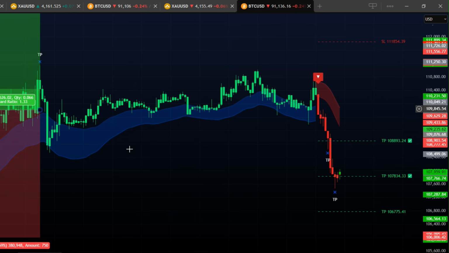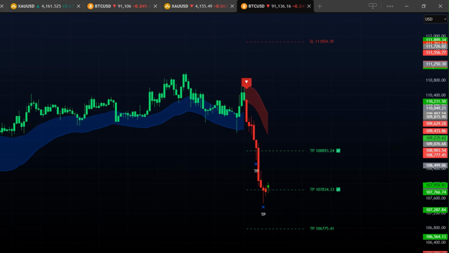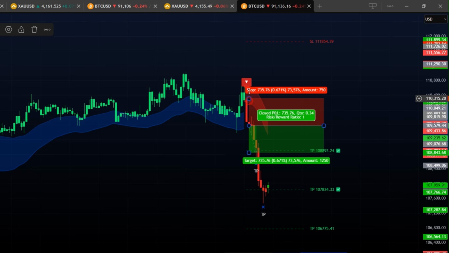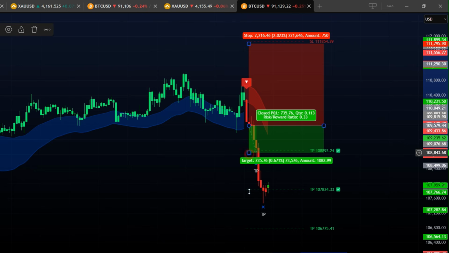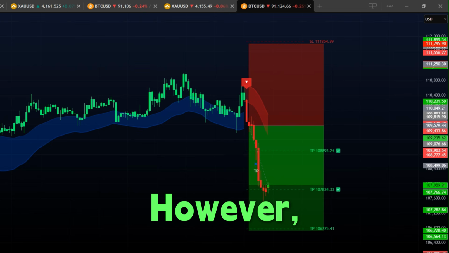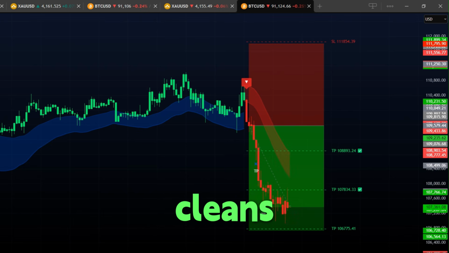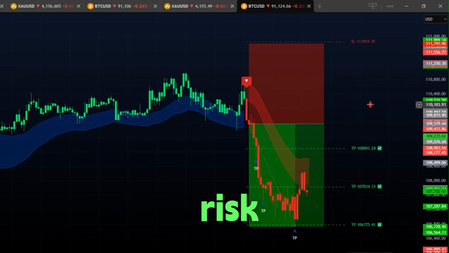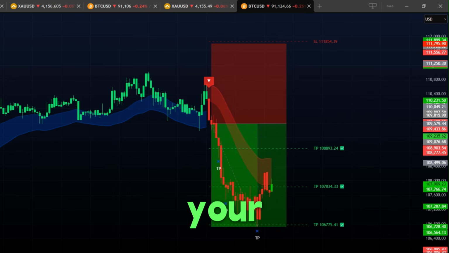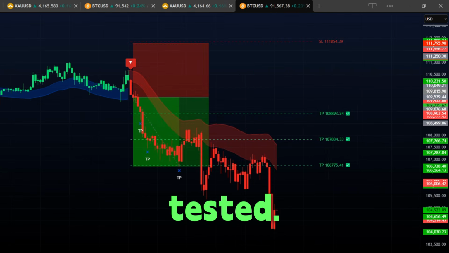So, is the SFX Algo worth the price tag? If you are looking for a magic button that prints money while you sleep, no, that doesn't exist. However, if you want a polished professional tool that cleans up your charts, automates your risk levels, and adapts to your trading style, this is one of the best I've tested.